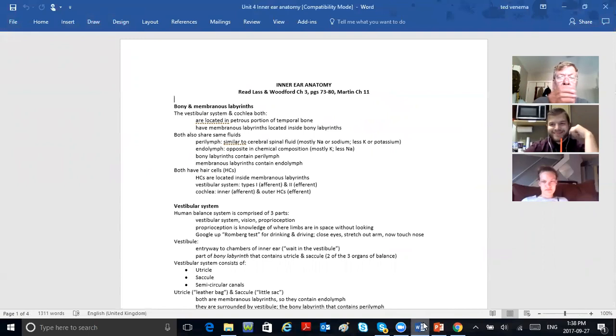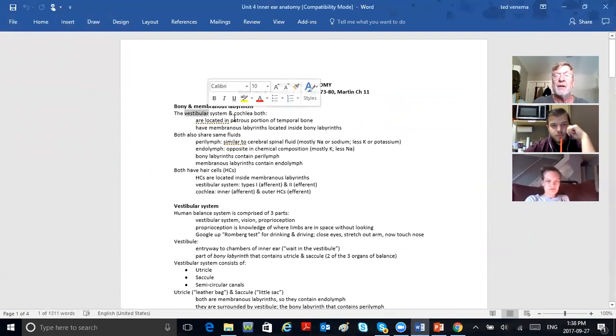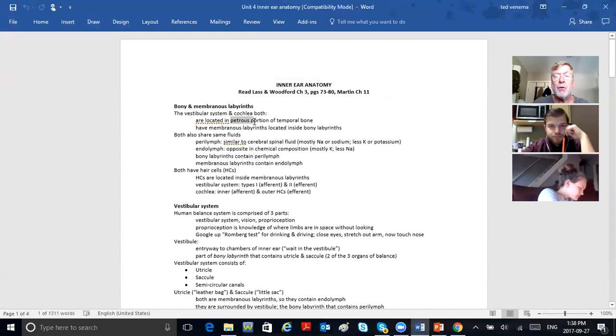Okay, here we go. Bony and membranous labyrinths. Bony means in the bone. Membranous means you can squeeze it, membranes. And the vestibular system is the balance system. The balance system and cochlea are both located in the petrous portion of the temporal bone.